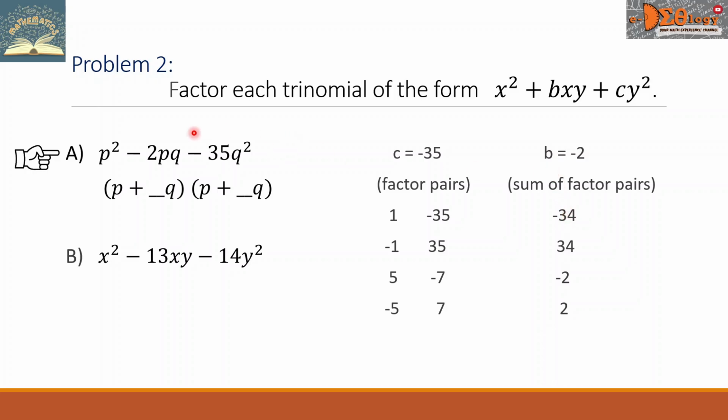Considering the b, the coefficient of this pq, that is negative 2, we are now looking for this negative 2 on this column. So here it is. That means this negative 2 corresponds to the factor pair 5 and negative 7. And these values are what we need on the blanks. Finally, we have p plus 5q times p minus 7q.